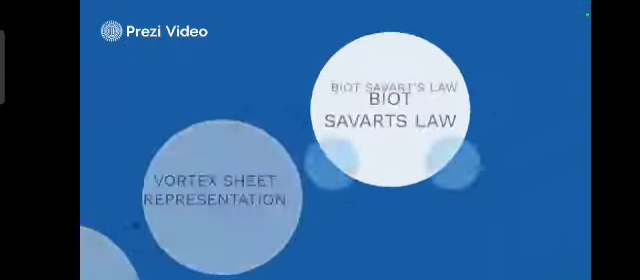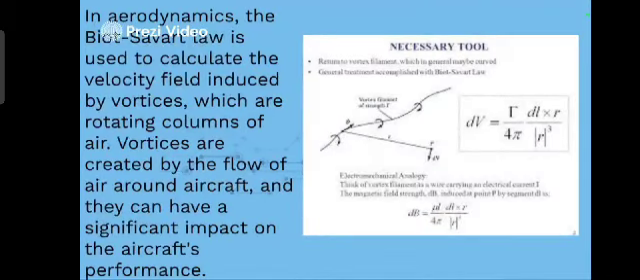Now, moving on to the last part, that is Biot-Savart's law. In aerodynamics, Biot-Savart's law is used to calculate the velocity field induced by vortices, which are rotating columns of air. Vortices are created by the flow of air around aircraft, and they can have a significant impact on the aircraft's performance. Here in the image, we can see the vortex filament of strength tau, and also the velocity is given, which is dV equals gamma upon 4 pi dl cross r upon r cube, where r is the distance from the vortex filament to point P.